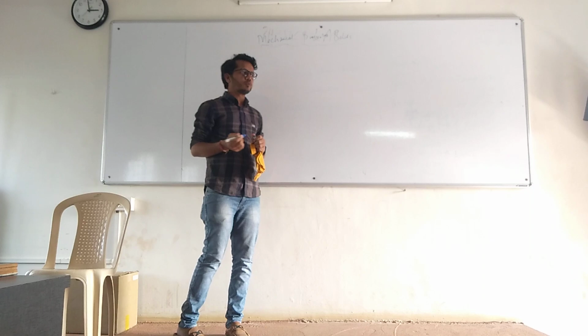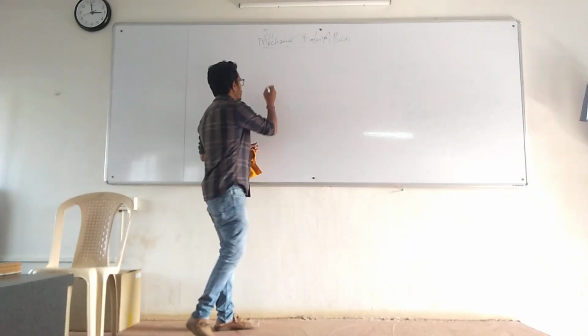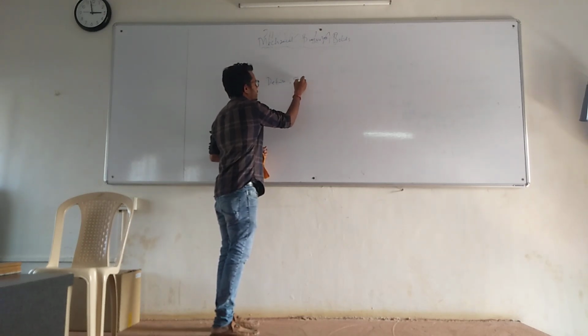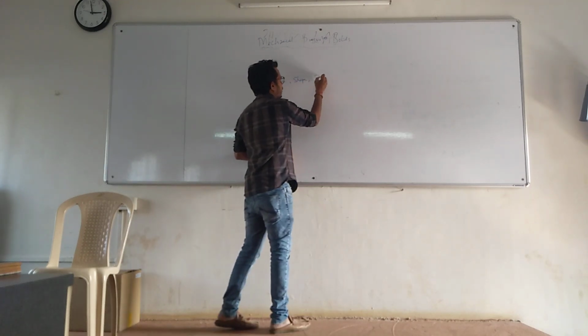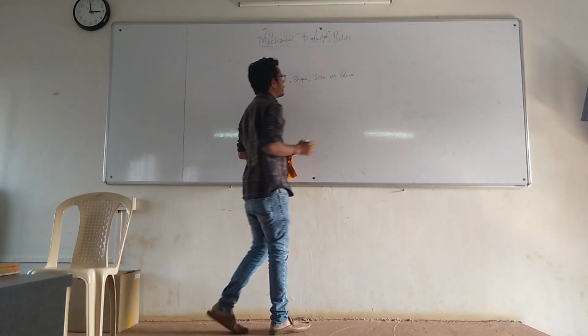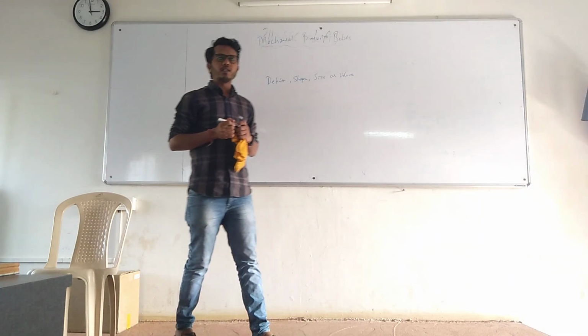Let us discuss the basic definition of a solid. A solid is nothing but a body which shows a definite shape, a size, and a value. So the body possesses a definite shape, size, and value. Those objects we are calling solids.